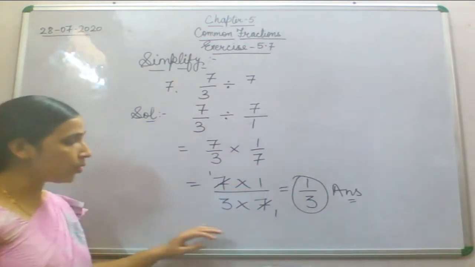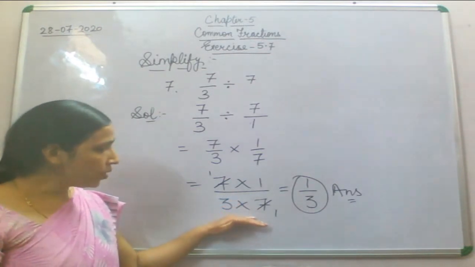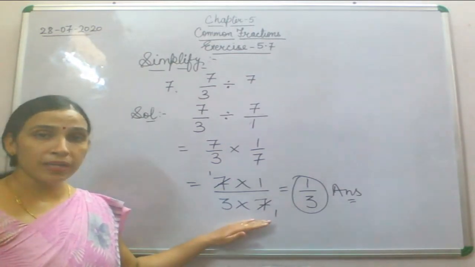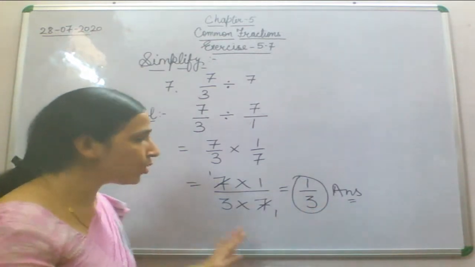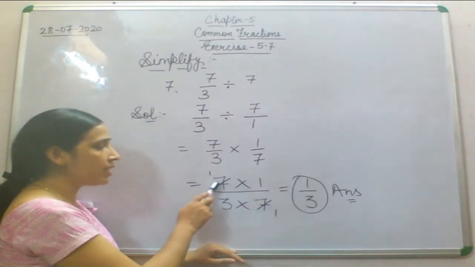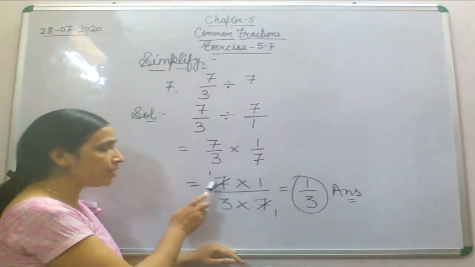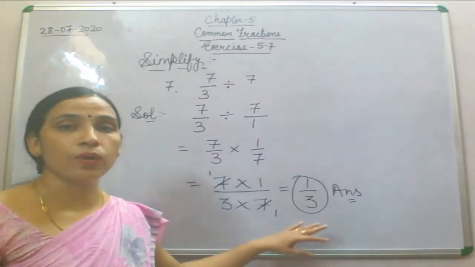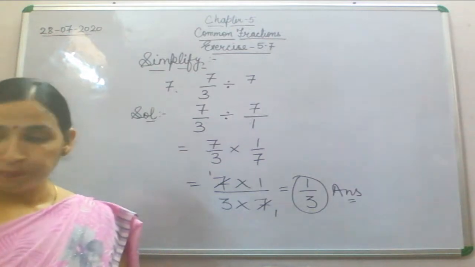Now if you find any common factor here on this step, then that will be reduced. After that you will do multiplication to get the answer. So here we find that 7 is the common factor in the denominator and in the numerator. So this will be reduced here. After reducing it, we will multiply and we will get the answer, that is 1 by 3. So I hope this question will be clear to you all.